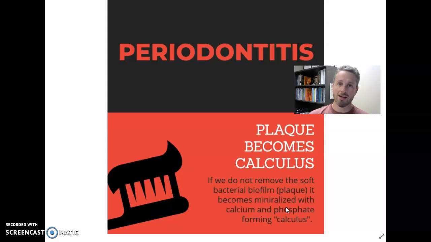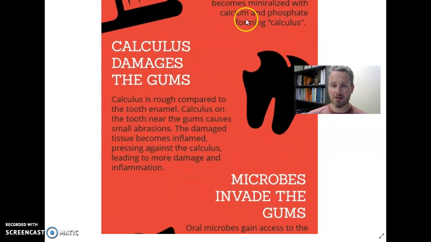The only way you can get calculus off a tooth is to visit a dental hygienist and to have them use metal tools to scrape that calculus off the teeth. So calculus is a hardened form of plaque. So that's the first step towards periodontitis, is that our plaque forms this hardened calculus.